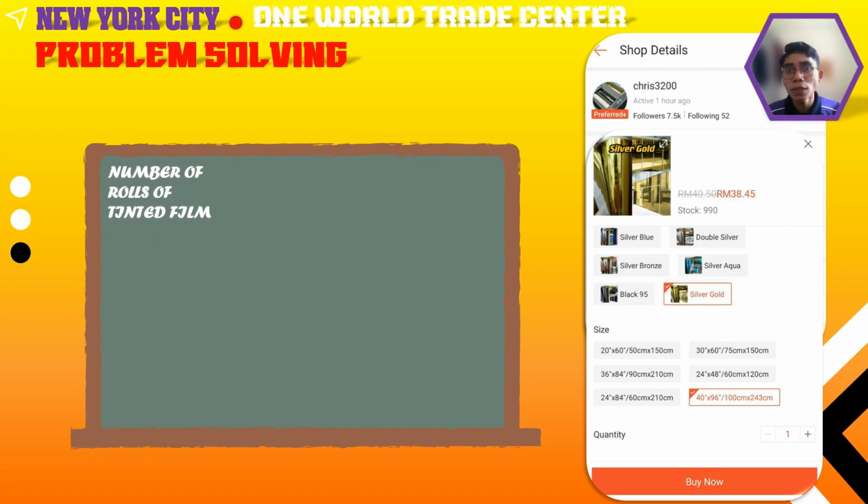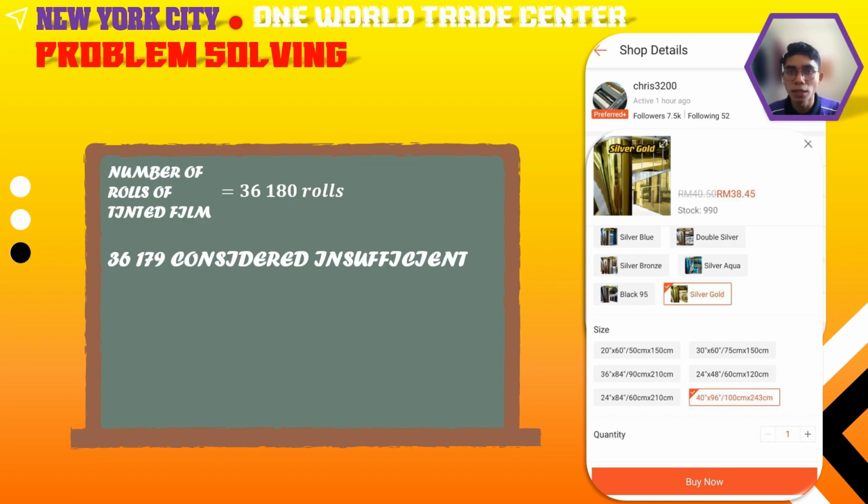In counting, we cannot take decimal numbers and must take natural numbers. Therefore, the number of rolls of tinted film that we need is 36,180 rolls. Some must be wondering, why do we take 36,180 instead of 36,179? The answer is that 36,179 is still considered insufficient to cover the entire glass mirror surface compared to 36,180.